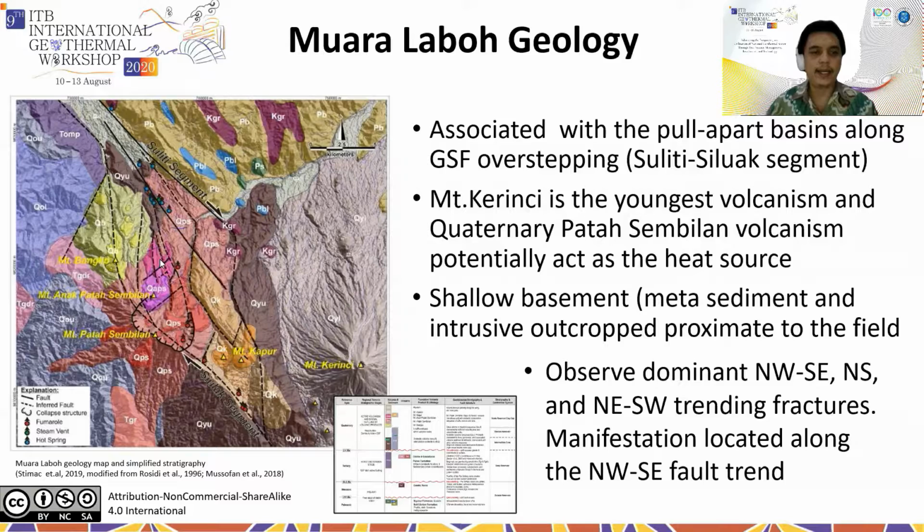From surface mapping and well data, we also observe the north-south trending and the northeast-southwest trending faults that become our permeable structures. We also observe in the northeast part an outcrop of basement rock, the Barisan formation, and the pre-tertiary intrusive that may act as our system basement and boundary toward the east.